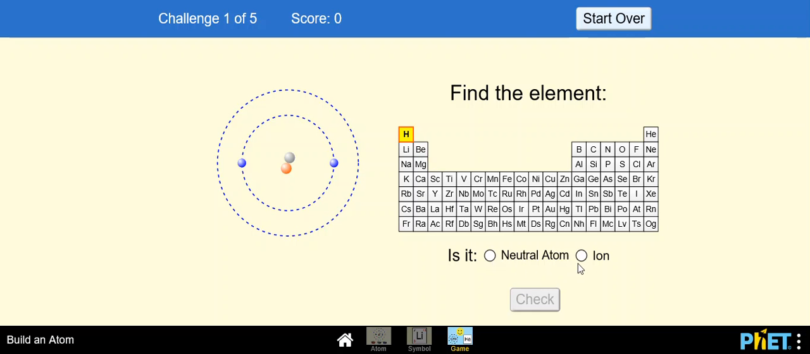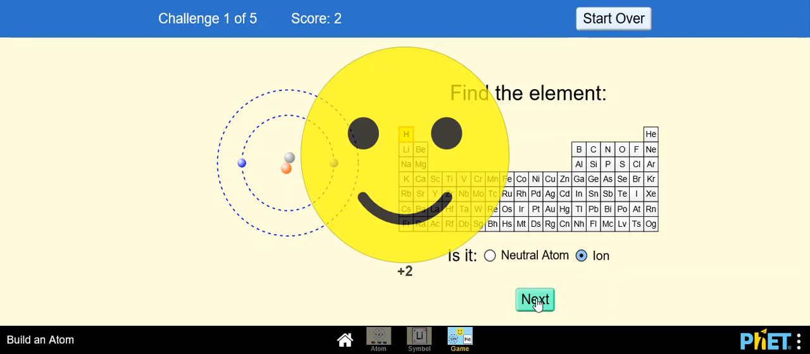Then it's going to ask you another question. Is this a neutral atom or an ion? To know if it's an ion, you have to compare the protons to the electrons. If they are not equal in number, like we have here, 1 proton, 2 electrons, it is an ion. If your number of protons equals your number of electrons, then it's a neutral atom. Click on check. Okay, that's how you do that game.